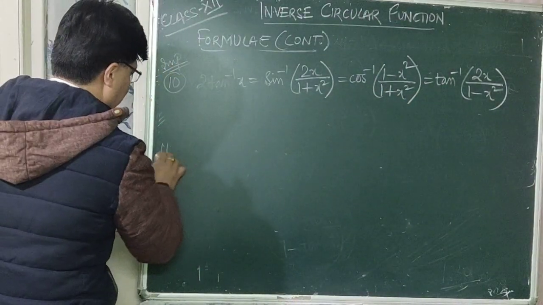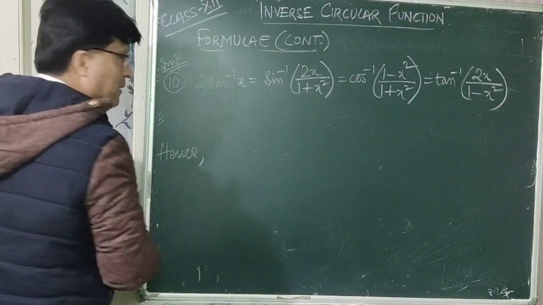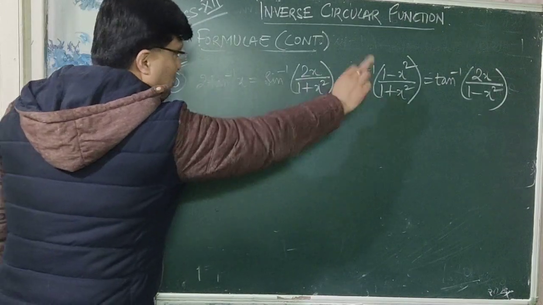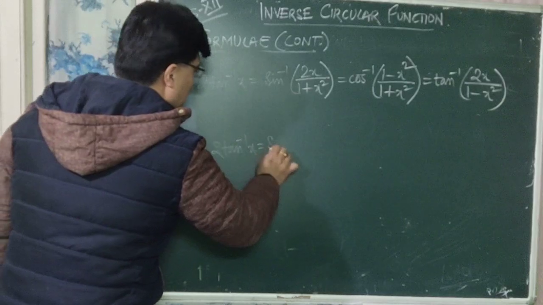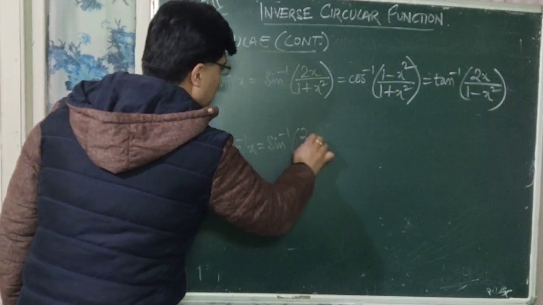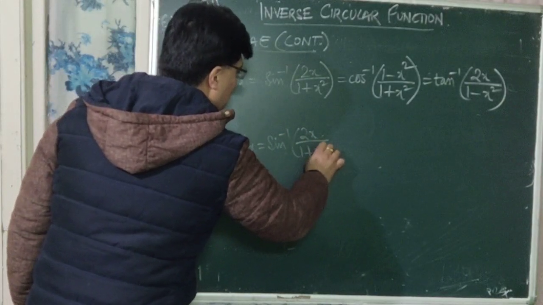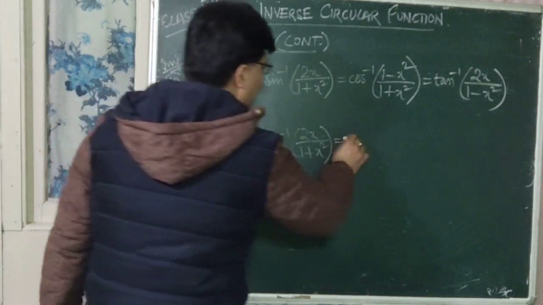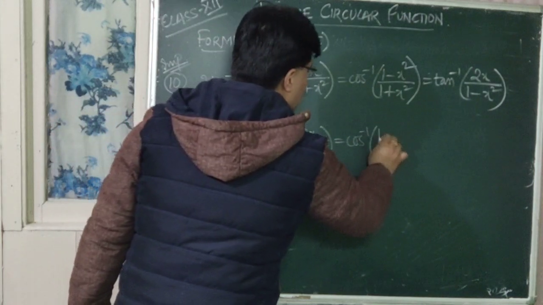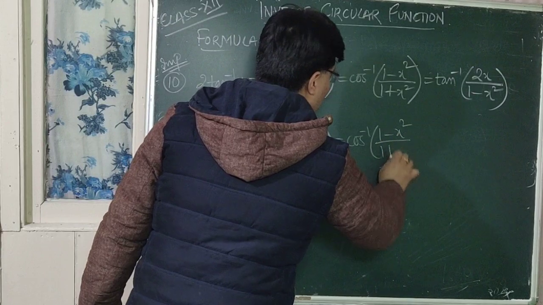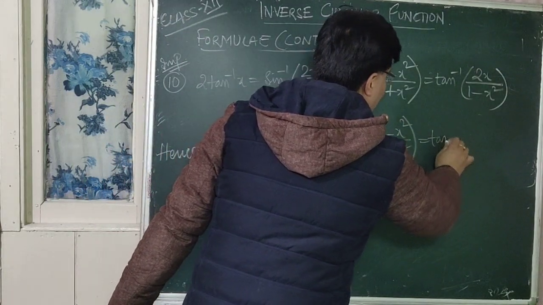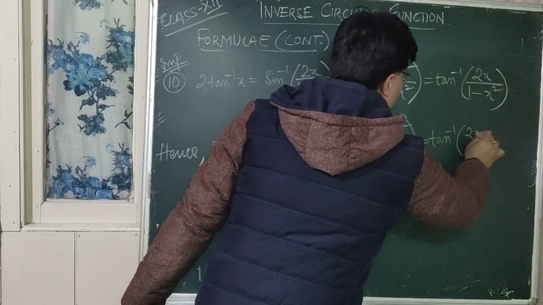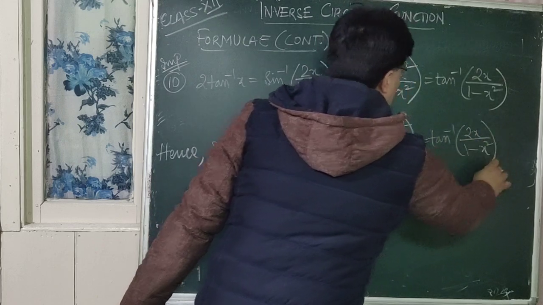Hence we have proved that. Again you have to write down this equation: 2 tan inverse x is equal to sin inverse 2x upon 1 plus x square, is equal to cos inverse 1 minus x square upon 1 plus x square, which is equal to tan inverse 2x upon 1 minus x square.